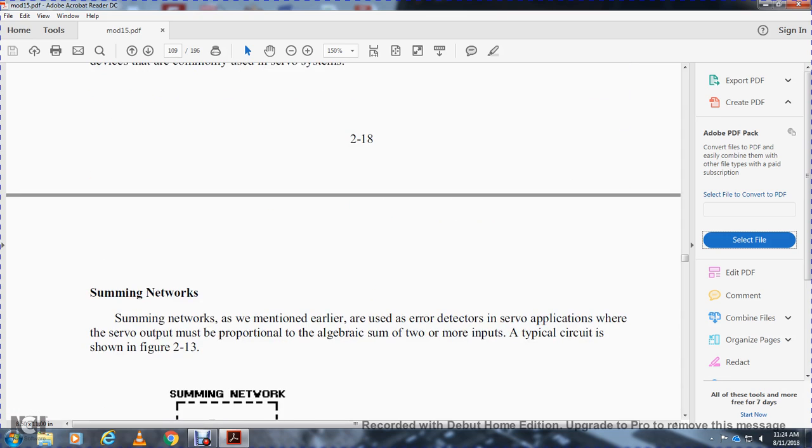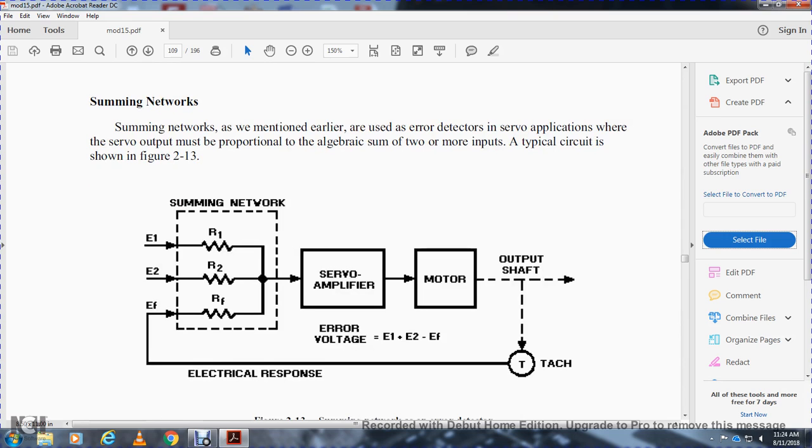Summing network. Summing networks were mentioned earlier as error detectors in servo applications, where the servo output is proportional to the algebraic sum of two or more inputs. A typical circuit is shown in figure 2-13.